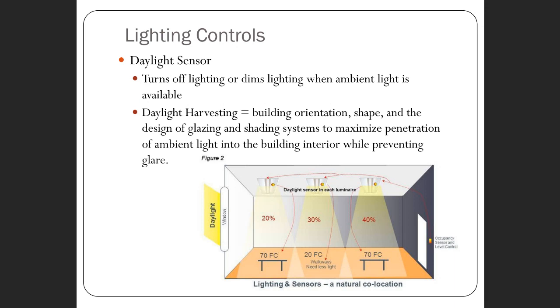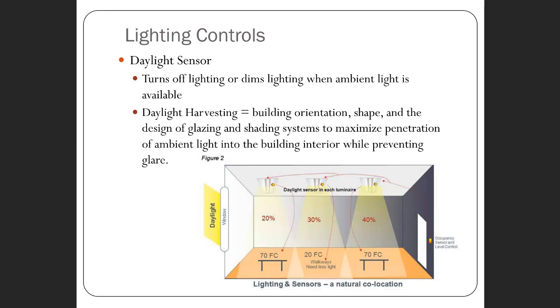Another lighting control that we might see in a commercial space would be what's called daylight sensor or daylight harvesting. In this case, we have the lights in the space dimming in response to the amount of sunlight or daylight coming into the space.